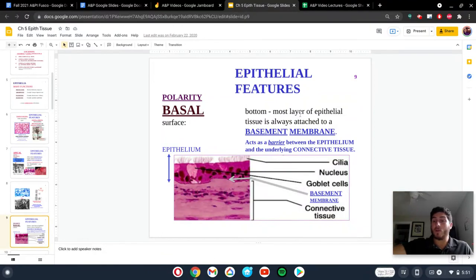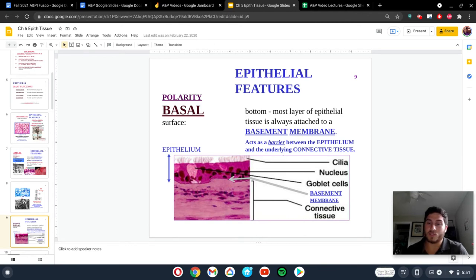So if we have a top, there must be a bottom. The basal layer is the bottom layer. That's the way I remember it, B and B. The bottommost layer of the epithelial tissue is always attached to the basement membrane. Think of it like a house. The apical end would be the roof. The basal end would be the basement. The basement is attached to a foundation.